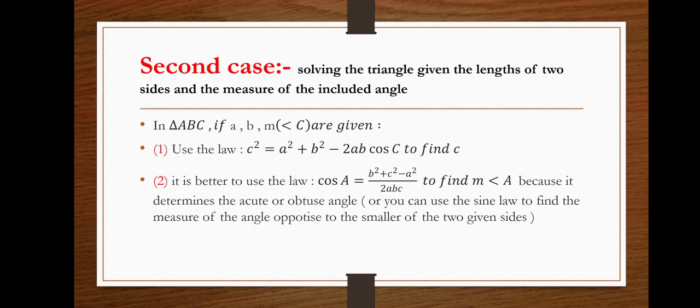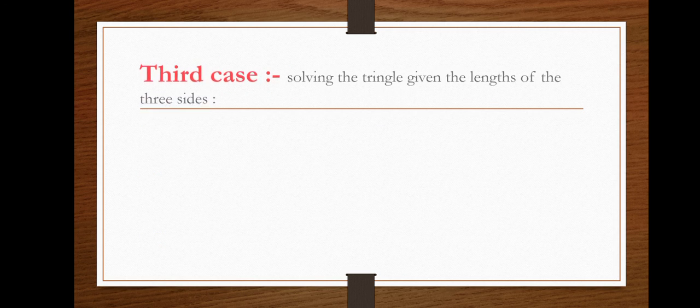Or of course you can use the sine law to find the measure of the angle opposite to the smaller of the two given sides. Number 3, use the relation measure of angle B equals 180 minus (measure of angle A plus measure of angle C) to find the measure of angle B.